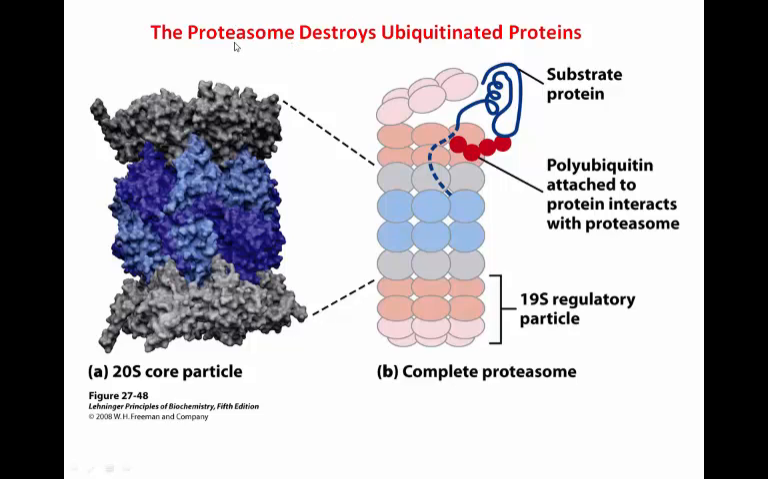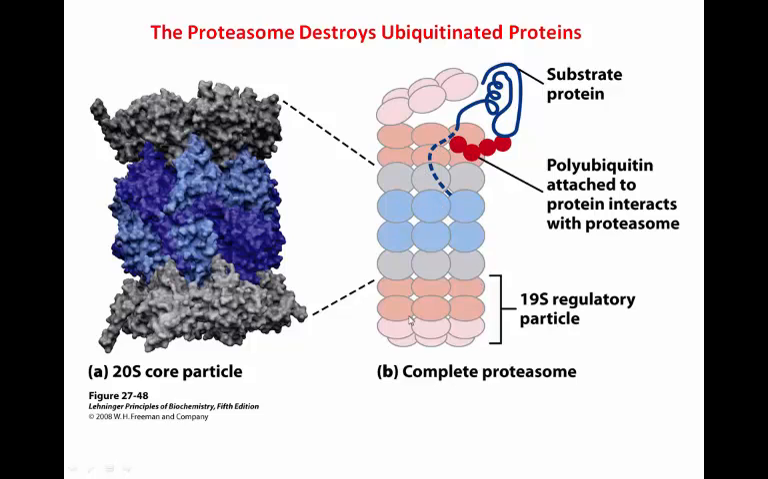So the proteasome is a hydrolytic structure. It has hydrolytic activity in this barrel. It looks like a barrel if you see it in 3 dimensions. And the proteasome destroys ubiquitinated proteins. So here's our substrate protein. Here's a polyubiquitin that's recognized, and this is basically transported into this barrel, and the barrel hydrolyzes the structure. Those are individual amino acids.